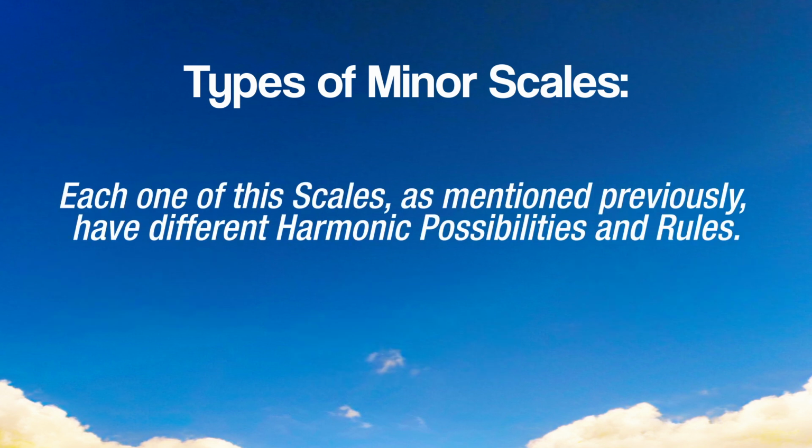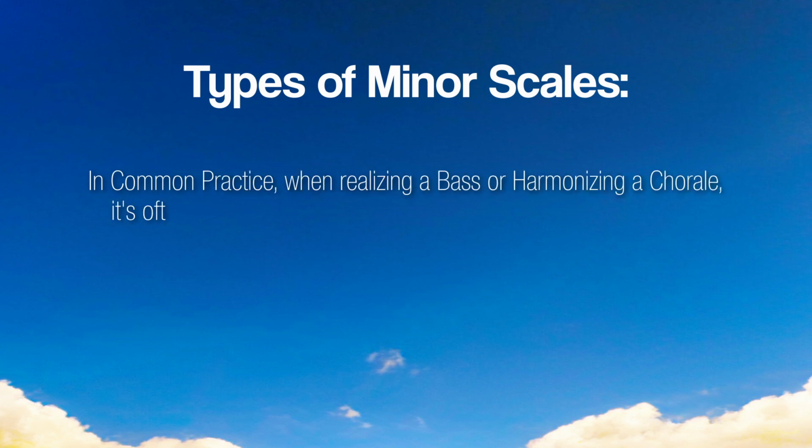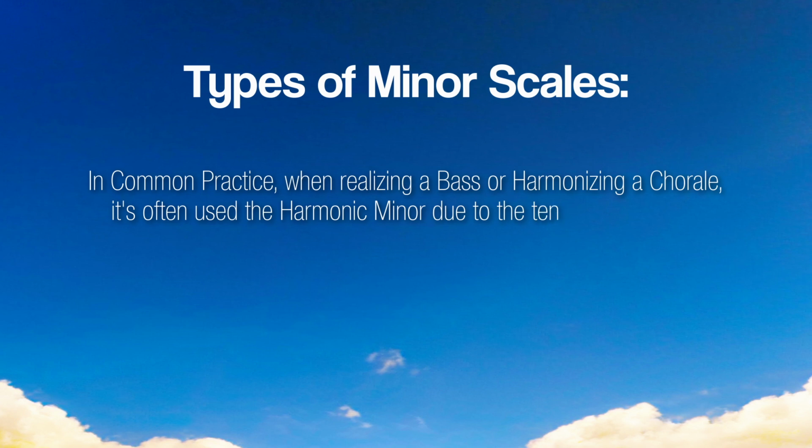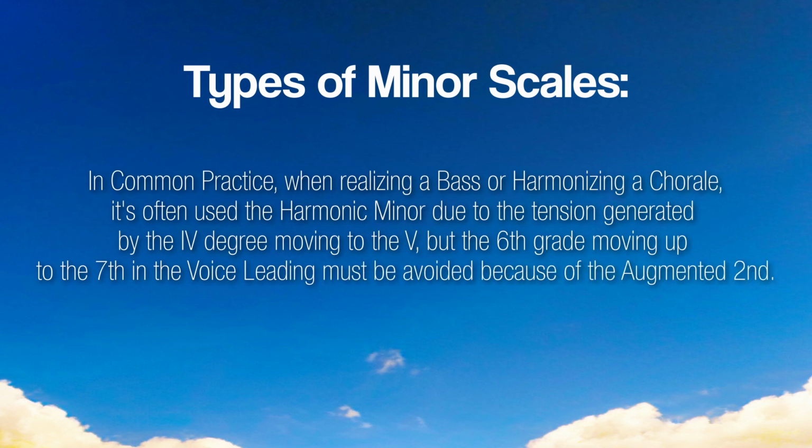Each one of these scales, as mentioned previously, has different harmonic possibilities and rules. In common practice, when realizing a bass or harmonizing a chorale, the harmonic minor is often used due to the tension generated by the 4th degree moving to the 5th, but the 6th grade moving up to the 7th in the voice leading must be avoided because of the augmented second.